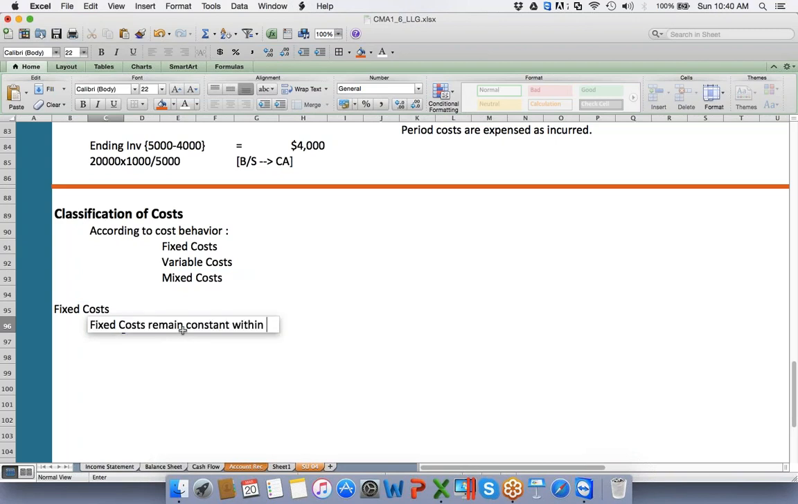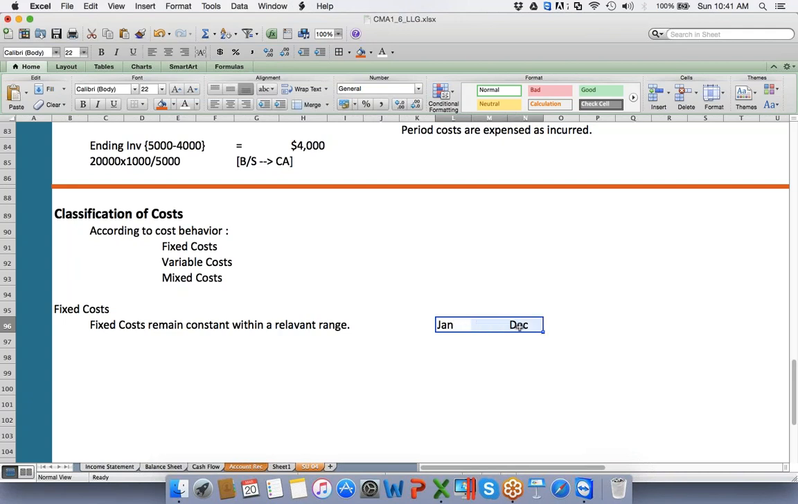within a relevant range. Relevant range means, say for example, from January to December. This is called a relevant range. We enter into a contract with a landlord for a factory building. Rent is say 120,000. 120,000 rent is the same from January to December, each month 10,000. He will not increase or decrease it based on your production. Okay, this is called relevant range.